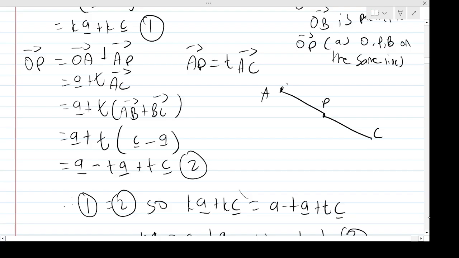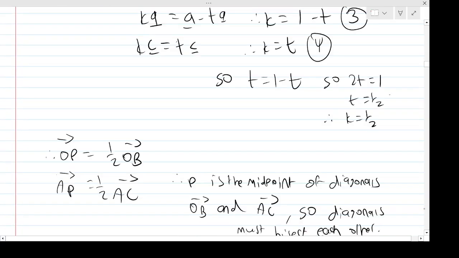And then I found the values of T and K. And then I deduced that P is basically halfway on each diagonal. Okay, I got this half here, which means it has to be a midpoint because it's halfway. And so there we are.